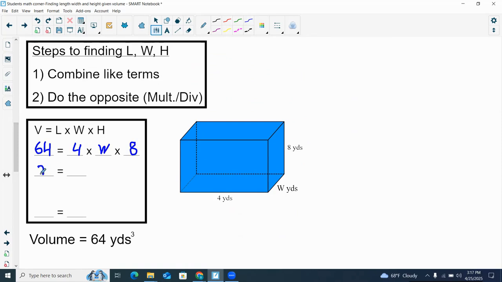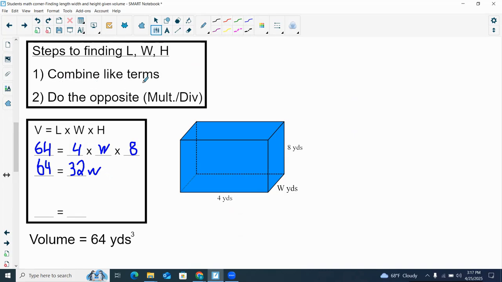So now I'm going to take 4 times 8, and then I'm going to divide that by 64. So what is 4 times 8? Well, if you said 32, you are correct. And it would be 32W, or 32 times W.